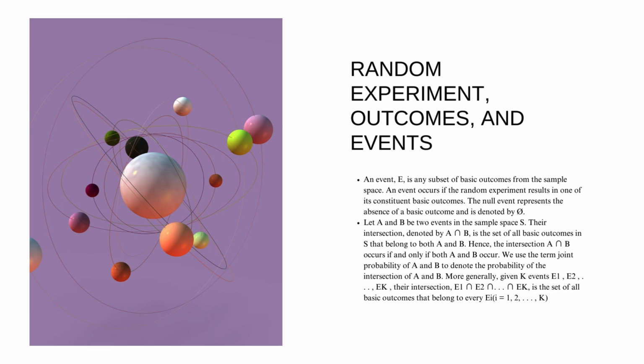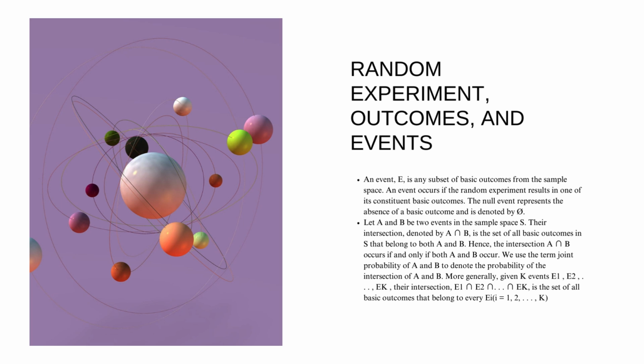Let A and B be two events in the sample space S. Their intersection, denoted by A intersection B, is the set of all basic outcomes in S that belong to both A and B. Hence, the intersection A intersection B occurs if and only if both A and B occur. We use the term joint probability of A and B to denote the probability of the intersection of A and B.